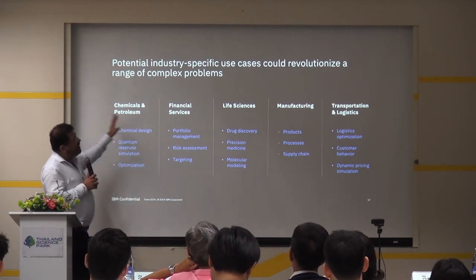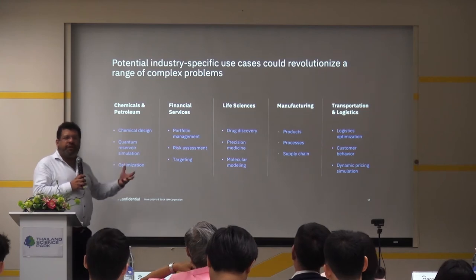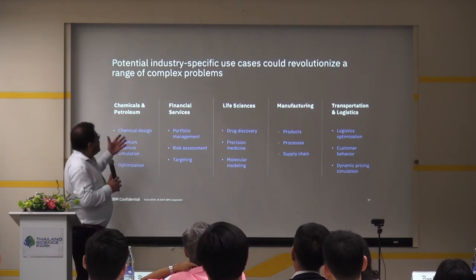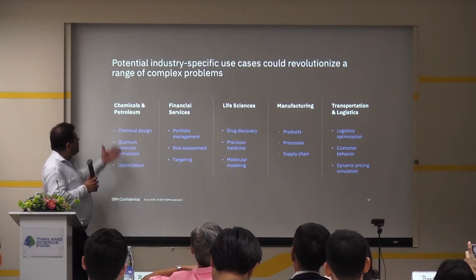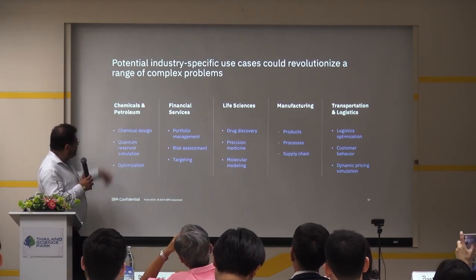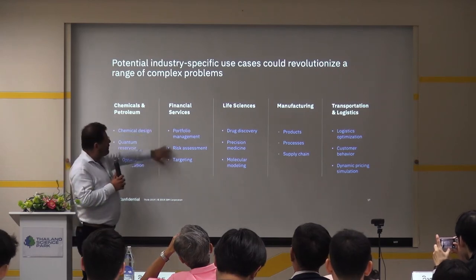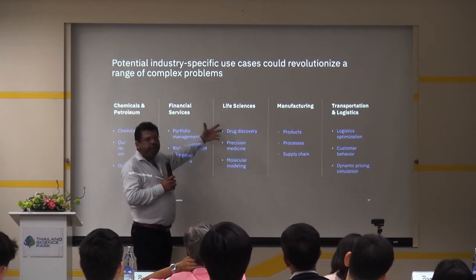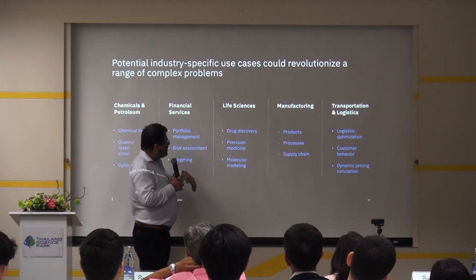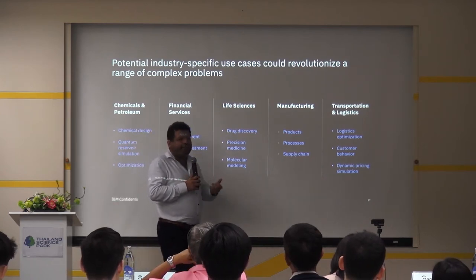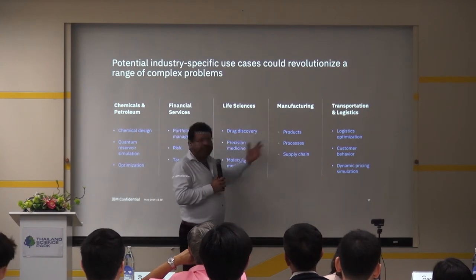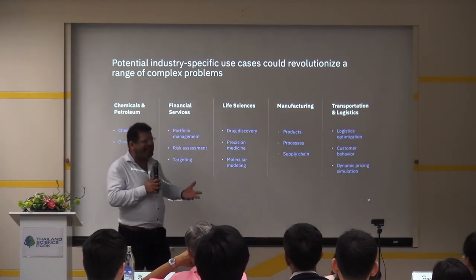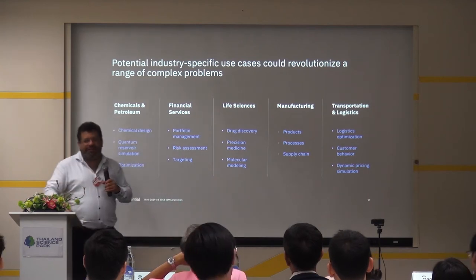There's a lot of potential in being able to identify what kind of problems we can solve that we don't even know we can't solve, because now we can model certain molecules, we can expand certain things. So the potentials are, in a sense, just wherever you want them to be. We have a lot of work going into chemical and petroleum, for example, so chemical design or optimization. In financial services, risk assessments, targeting, portfolio management is a popular one. Life sciences, just drug discovery. If you can model certain medicines like penicillin, you can maybe make some expansions on that. Molecular modeling, precision medicine, so personalized medicine. Manufacturing, of course, processing, supply chain, and transportation logistics. For example, just like in Miami, traffic is a big problem, so being able to understand and help with that is definitely something we can expand into here.